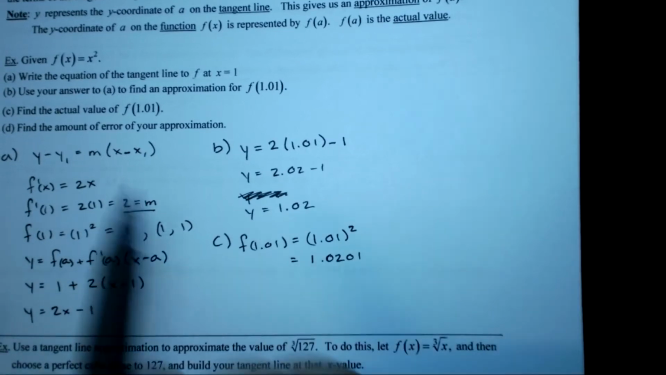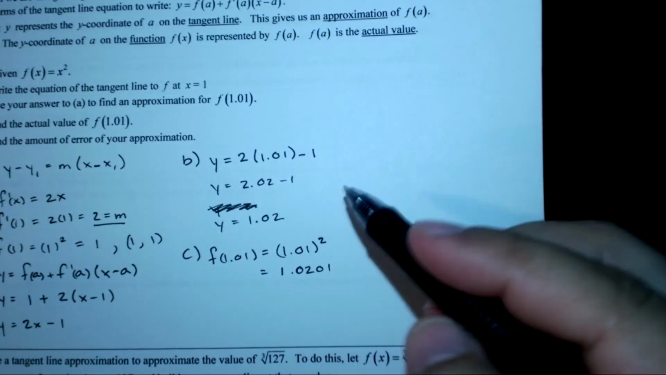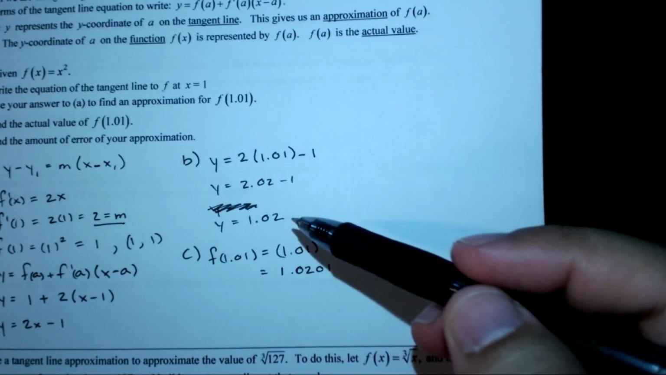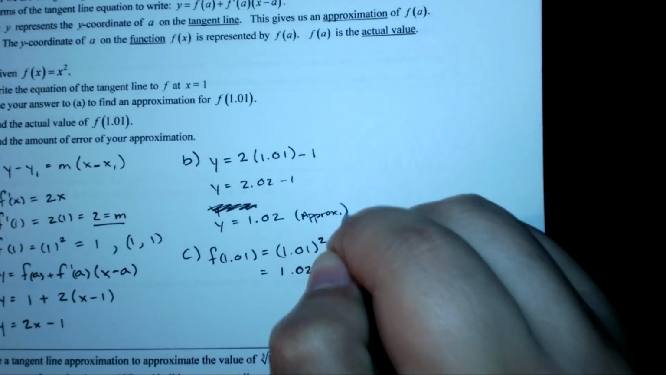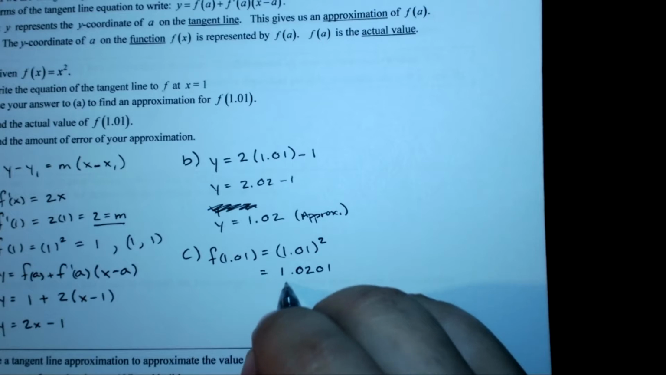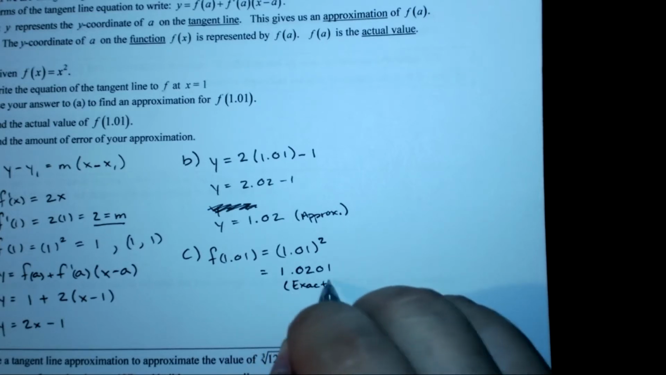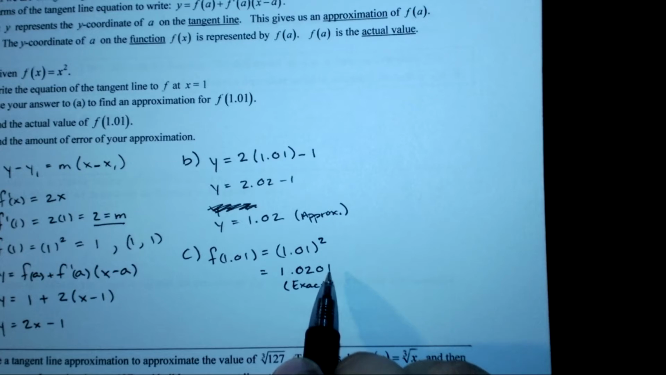So then let's do the last one. The last one says to find the amount of error in your approximation. So let's look at the values. This is our approximation. That's our approximation. What the exact value was is this. So we're not off by much. We're off by 0.0001, right? So a 10,000th of a decimal is what we're off by, right?